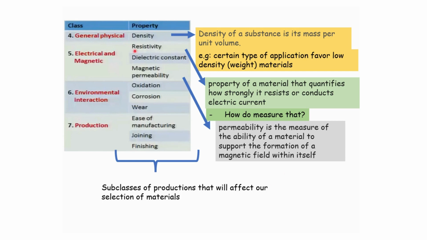And then we have environmental interaction, under which we have oxidation, corrosion, and wear. Materials exposed to the environment can face oxidation and corrosion, and during use, materials also experience wear and tear. And then under the class of production, we have the ease of manufacturing, joining, and also finishing. These are the subclasses of production that will affect our selection of material.